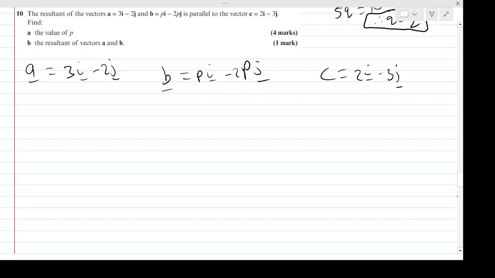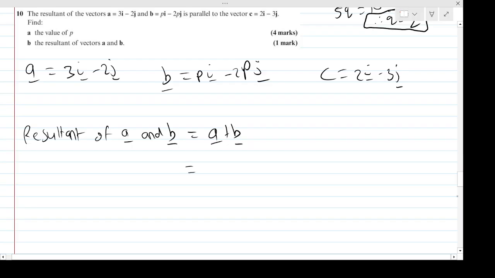So firstly, the resultant of vectors A and B, what does that actually mean? The resultant is basically adding the two together. That's what that means. We will see a bit more of that later on in the course, but for now, the resultant of two vectors A and B is adding them together. So if we add A and B, we're going to get 3i minus 2j for A, add B, which is pi minus 2pj.